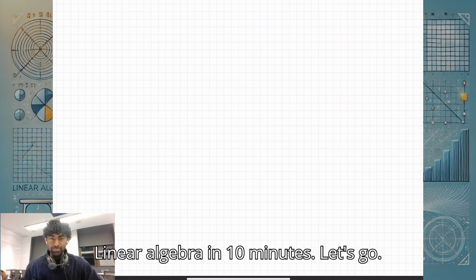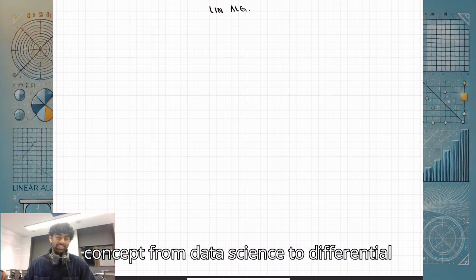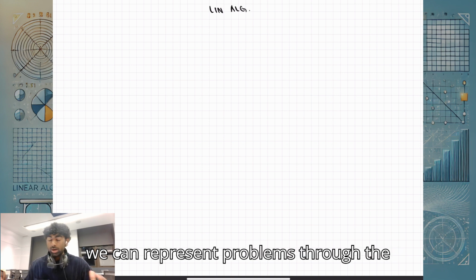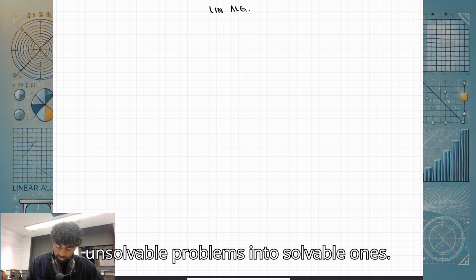Linear algebra in 10 minutes. Let's go. Linear algebra is an incredibly useful concept. From data science to differential equations, we use it everywhere. And when we can represent problems through the lens of linear algebra, we can turn unsolvable problems into solvable ones.